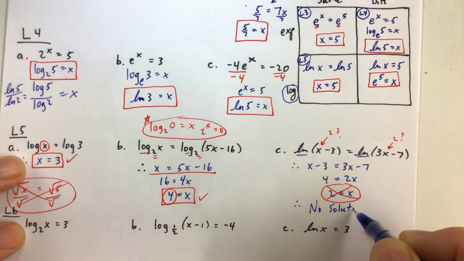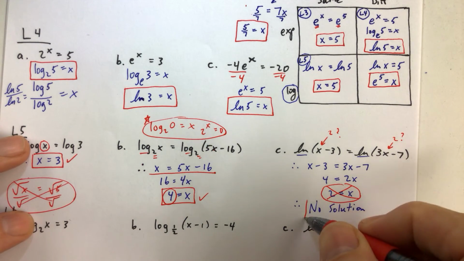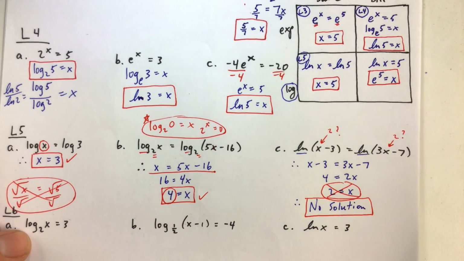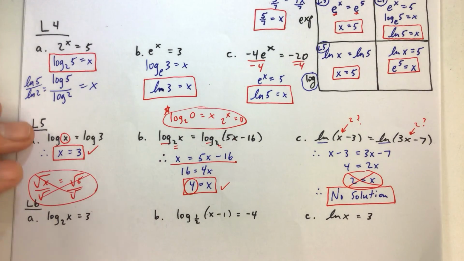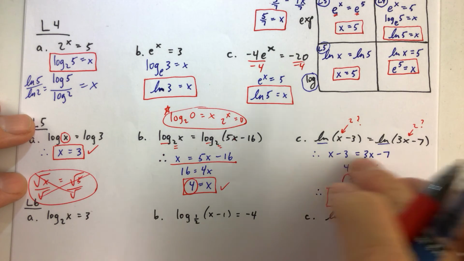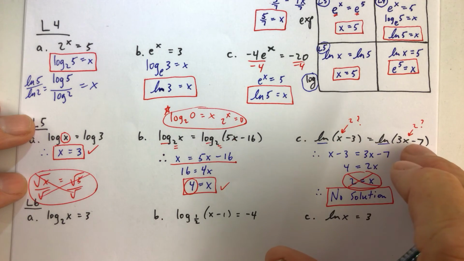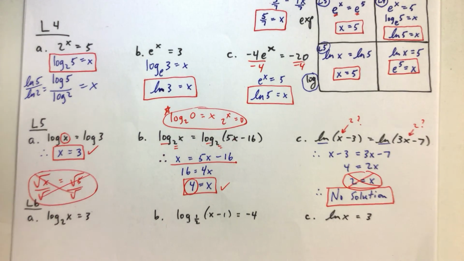No solution. That is what we call an extraneous value. I don't like to call it an extraneous solution, but sometimes I do. Sometimes that can be misleading. It's an extraneous solution because it's a solution to the simpler equation, but not of the original equation. And if a number is not a solution of the original equation, it is not a solution to the equation. Okay, so I want to make sure that's perfectly clear.